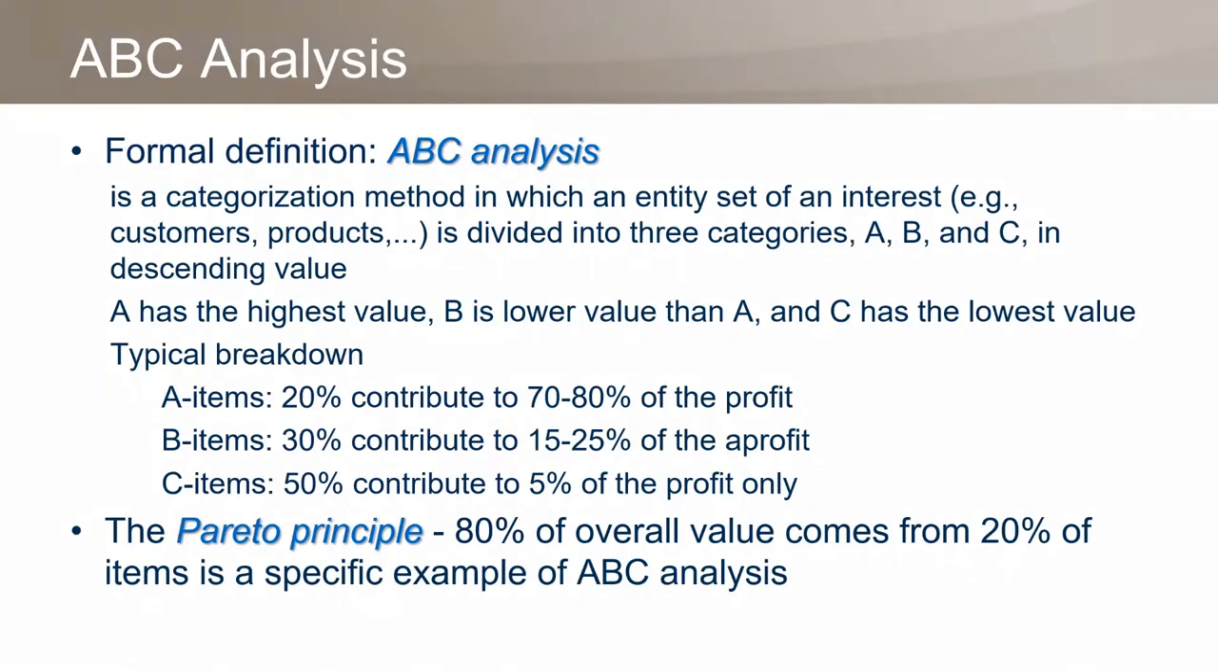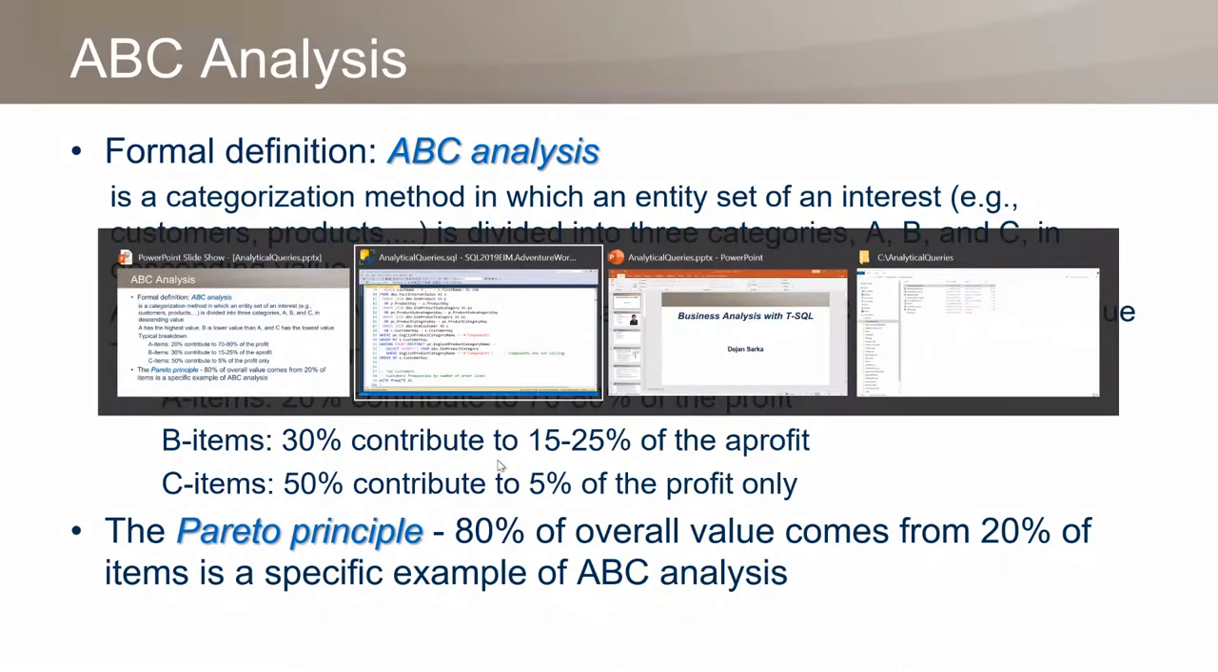And typically we're searching for top 20% of customers that contribute to 70 or 80% of the profit. And typically B items are then around 30% and C items 50% of the occasional customers typically contribute to around 5% of the profit only. Also, very known as Pareto principle 20-80-80-20. This is just a specific example of ABC analysis where you simply join or union B items and C items into a single group. So let's go and do this analysis.